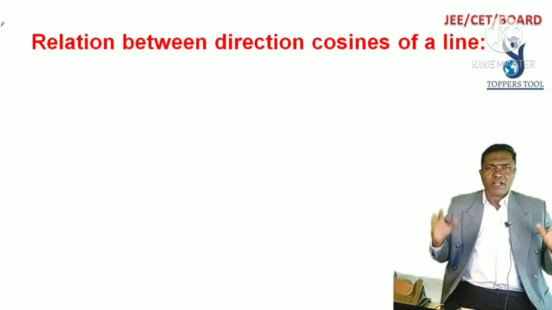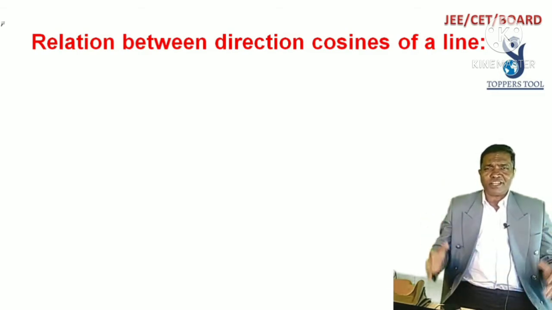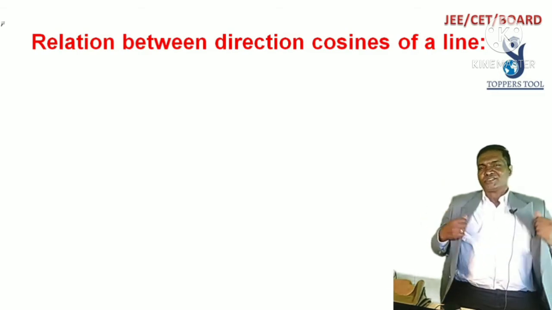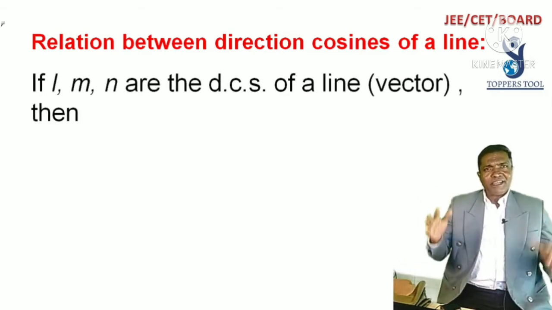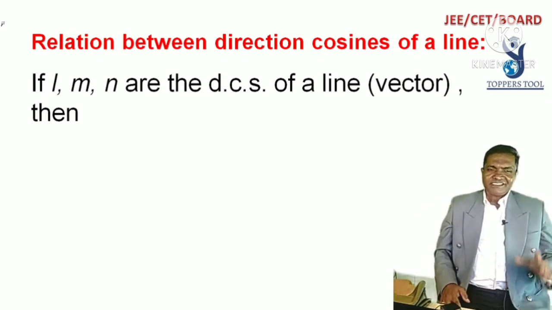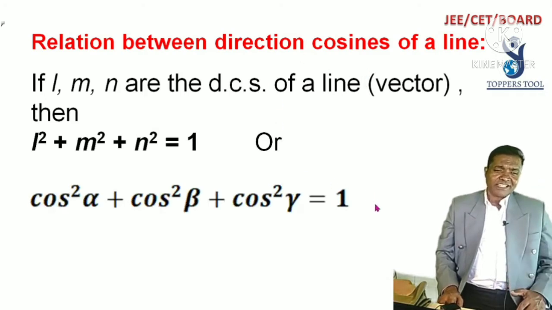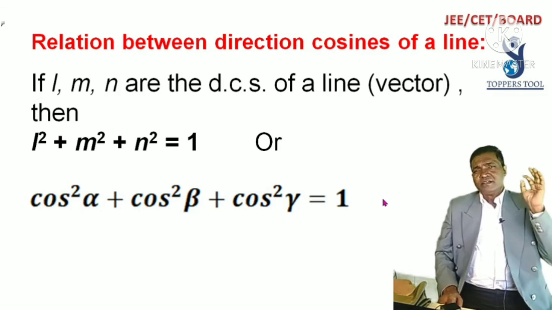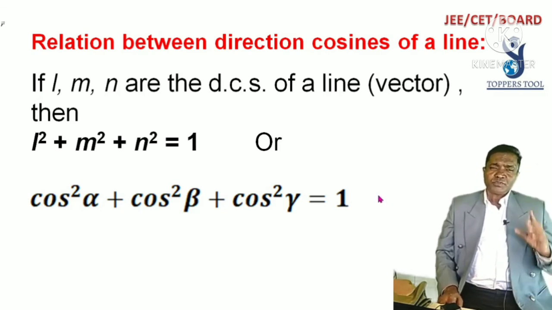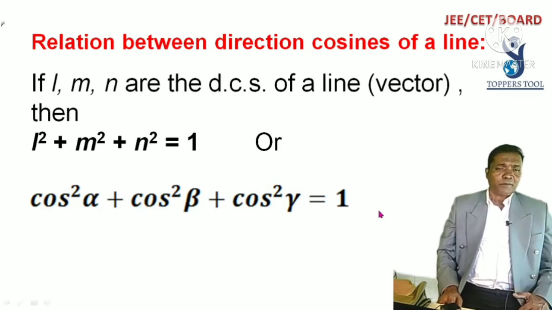We will have one important and simple and interesting property of the direction cosines of a line. So let's see here. If L, M, N are the direction cosines of a line, then the sum of their squares is always equal to 1. That means cos square alpha plus cos square beta plus cos square gamma is always 1. So remember this property, and if you are interested, let's see the proof of this property.